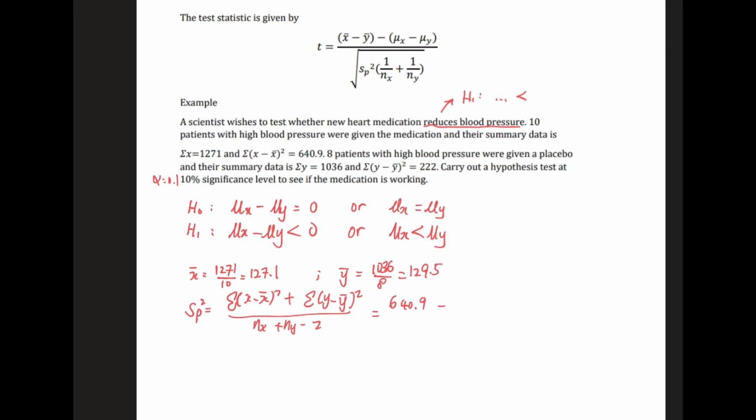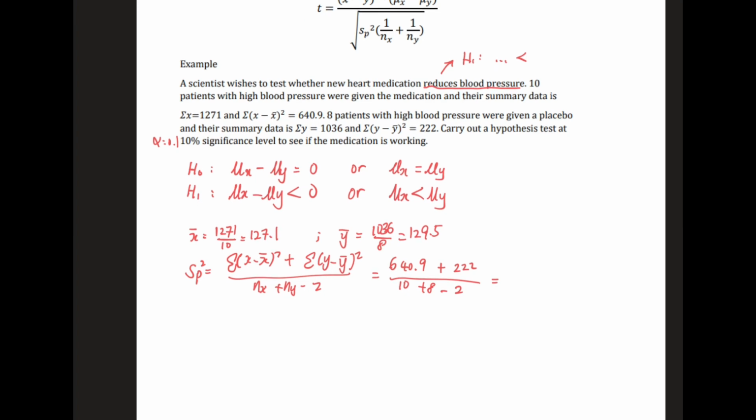640.9 plus 222, over 10 plus 8 minus 2, then end up with 53.93125. Okay, then I square root, I get 7.344. Now I count the test statistic.